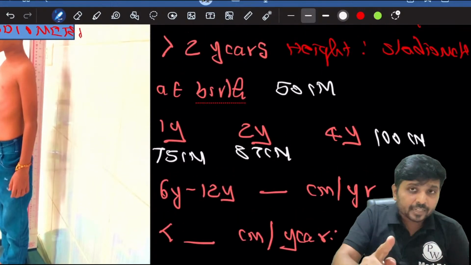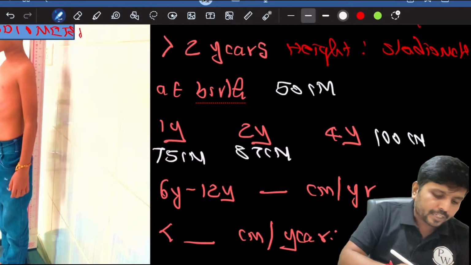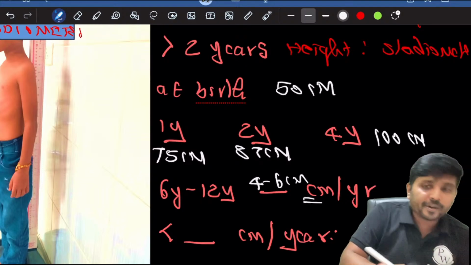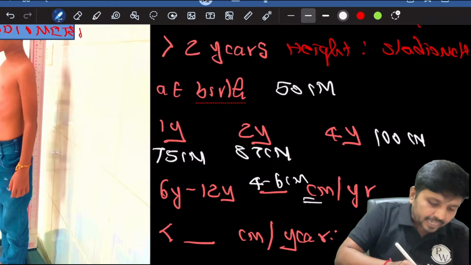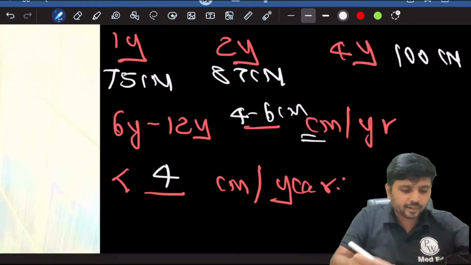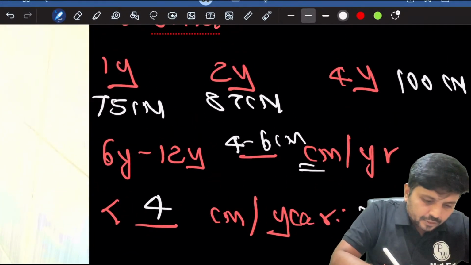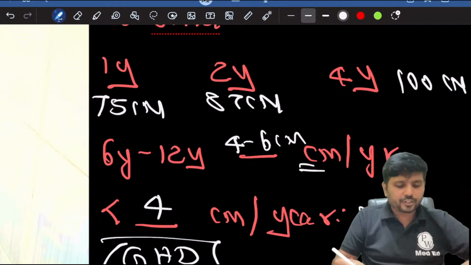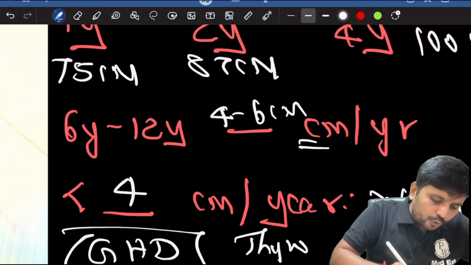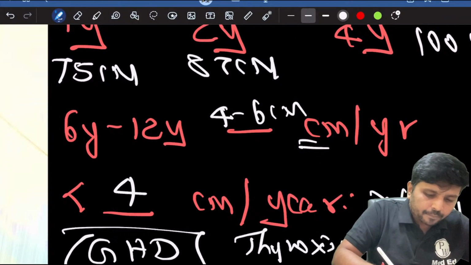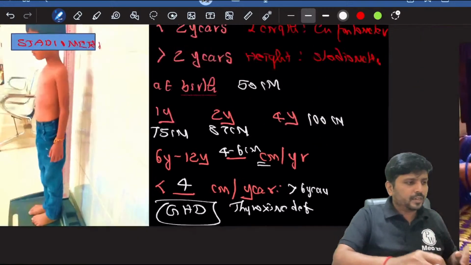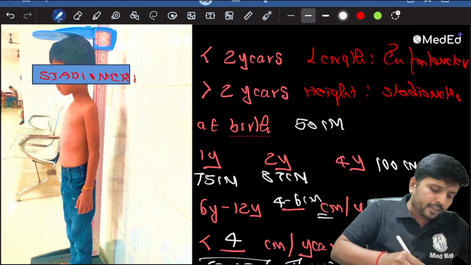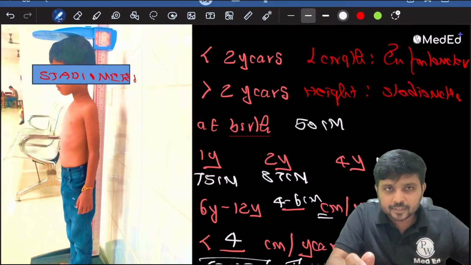Remember, always between 6 to 12 years, a child should have a minimum of 4 to 6 centimeter per year increment. If it is less than 4 centimeter per year after 6 years, then it can be due to growth hormone deficiency, or it can be due to thyroxine deficiency. Very, very important. So what is this called? This is called stadiometer to measure the height of the child.